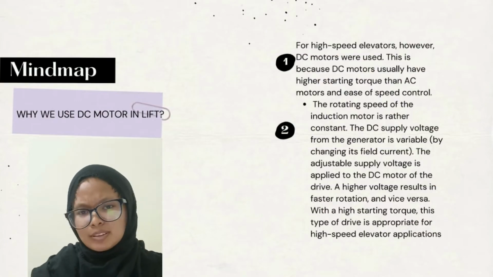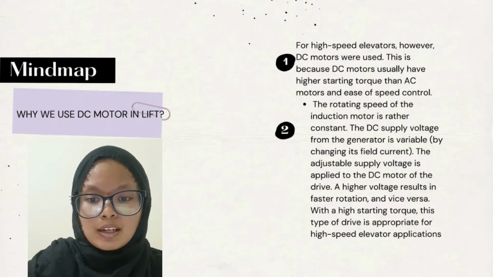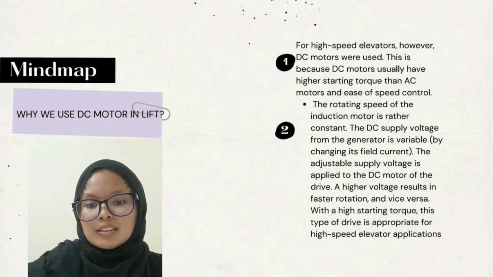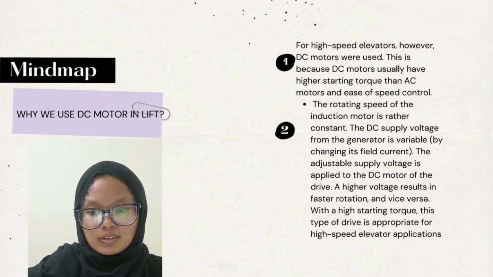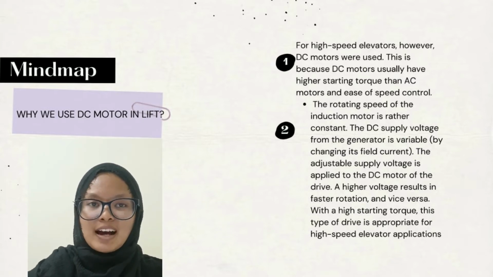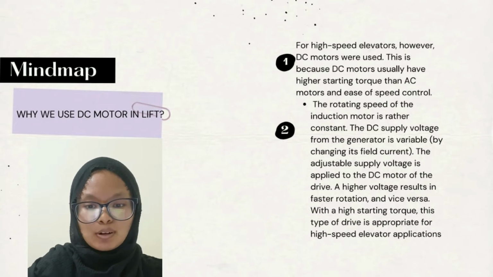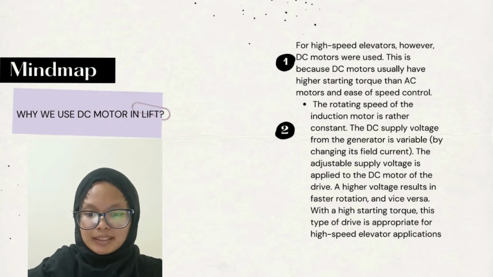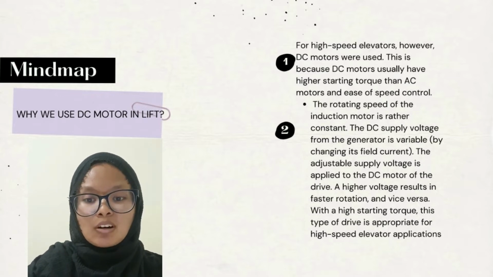But why do we use a DC motor in a lift? Because we want high-speed elevators. So we use DC motors. This is because DC motors usually have higher starting torque than AC motors and ease of speed control. The rotating speed of the induction motor is rather constant.